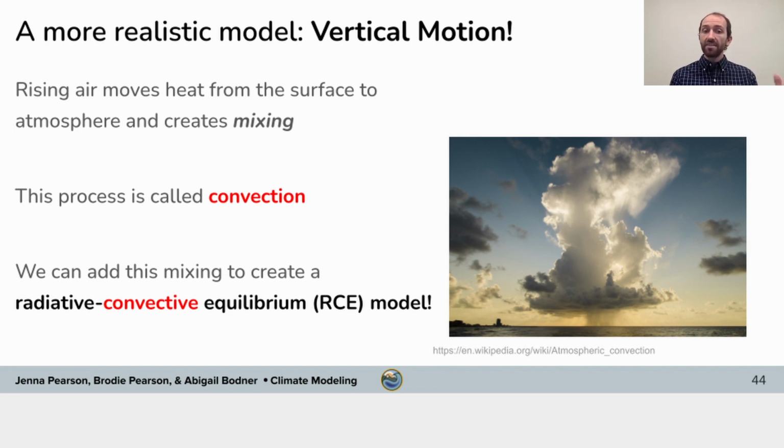Fortunately, we can add this mixing, this redistribution of heat, to the one-dimensional model that you made in the last tutorial. When we do that, it turns into a radiative convective equilibrium model, or an RCE model. And so you can look at what this RCE model predicts for the surface and vertical structure of the atmosphere in this next tutorial.